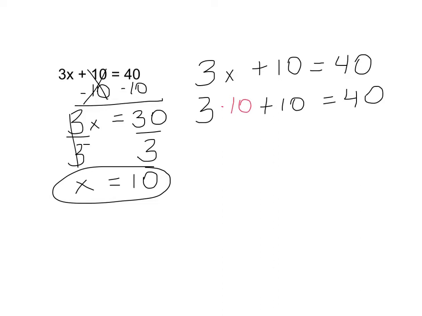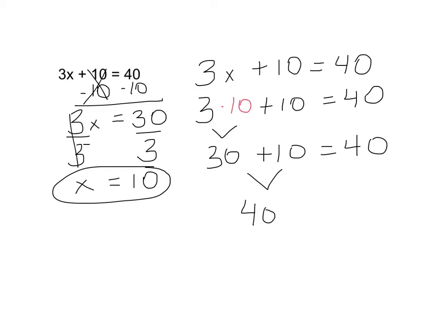G, grouping, no groups. E, exponents, no exponents. M, multiplication and division. Yep, that's going on right here. 30 plus 10 equals 40. 40 equals 40. Correct.